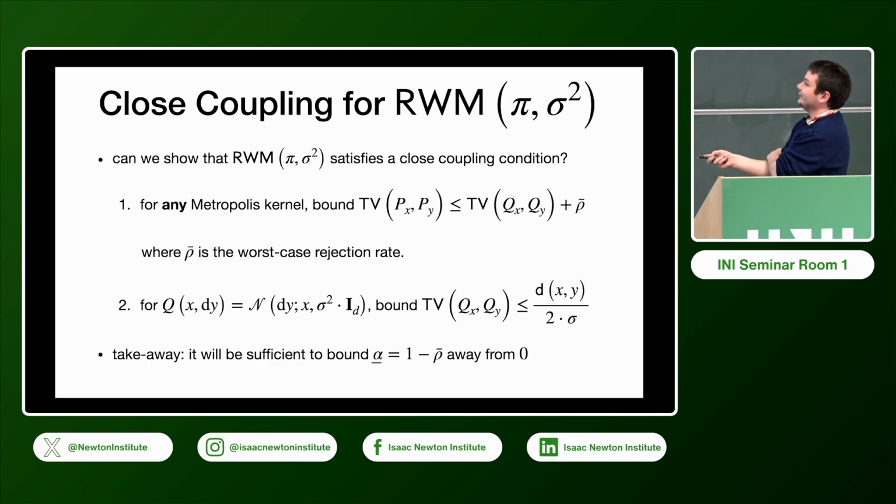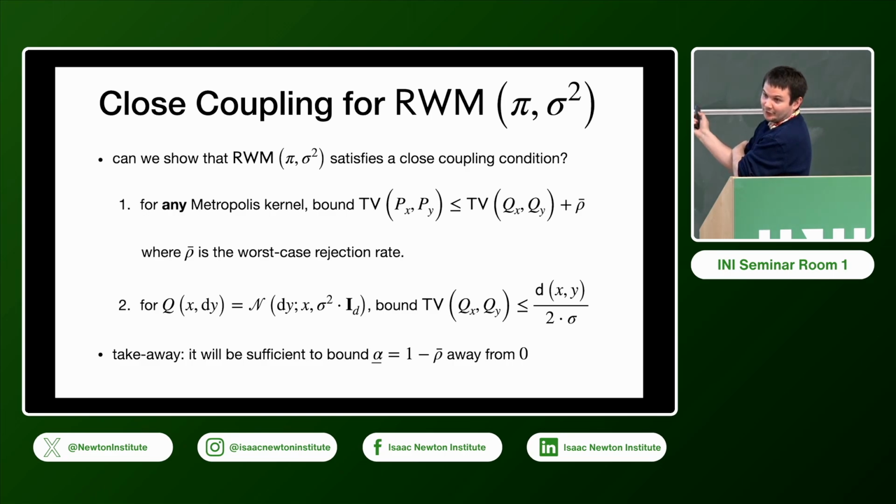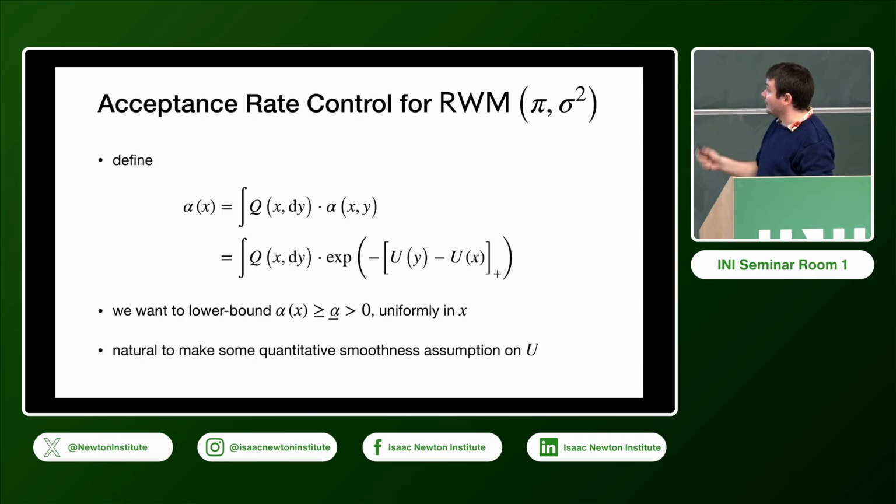Okay, and so the takeaway is that if we want to establish the close coupling condition, it's sufficient to take my delta to be order sigma, make this term small enough, and then bound the worst case acceptance rate away from 0. So this is what I was saying before: if you have a nice enough process and you're accepting things most of the time, probably everything is fine and you do basically look like the diffusion in terms of mixing behavior. Okay, so let's have a look at the acceptance rate.